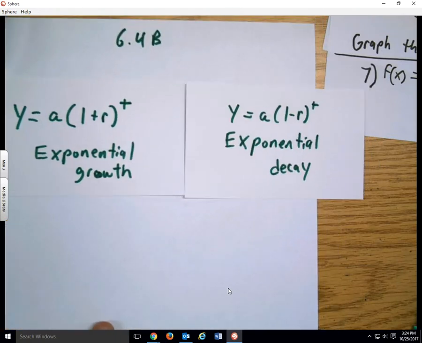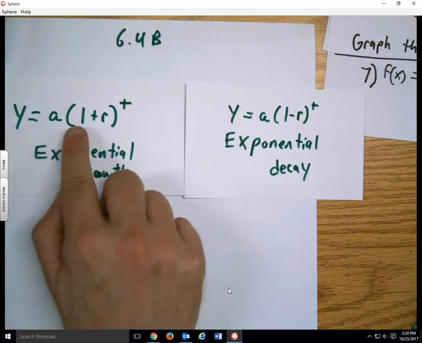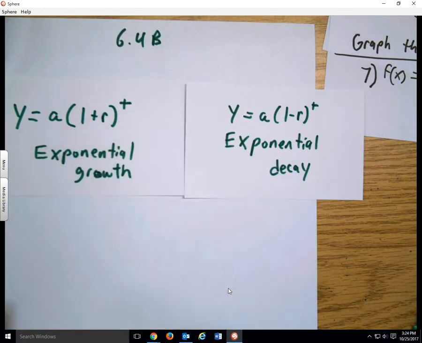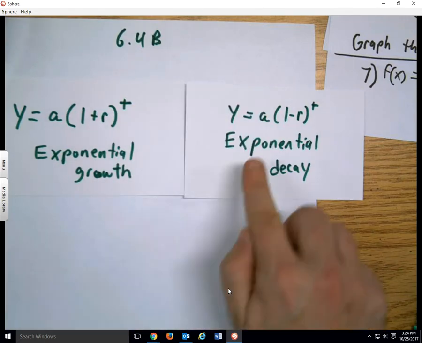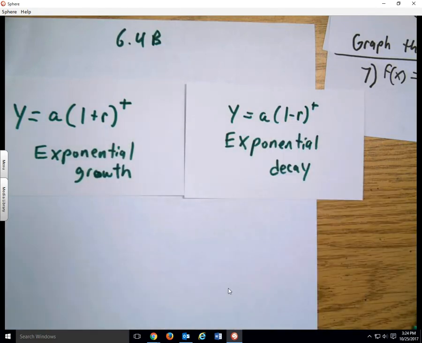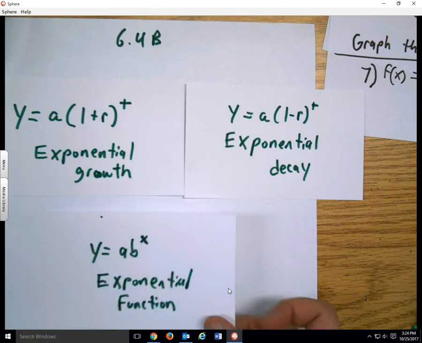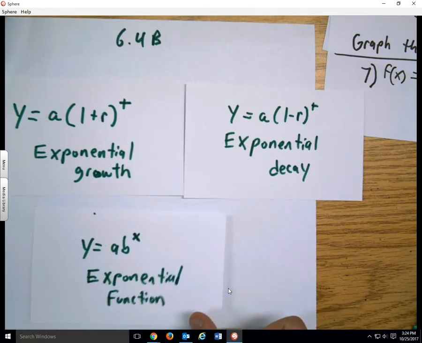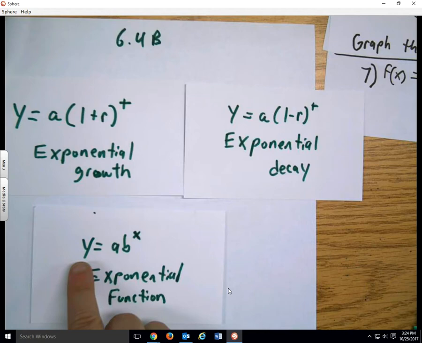Okay, so last class we talked about exponential functions, specifically exponential growth and exponential decay functions, where the growth was y equals a times the quantity of 1 plus r, to the exponent of time. And then we talked about decay as well, where it's the same thing, but instead of a plus r, it's a minus r. What I wanted you to observe, though, is that really that's the same thing as these exponential functions we've been doing the whole time, y equals a b to the x power.